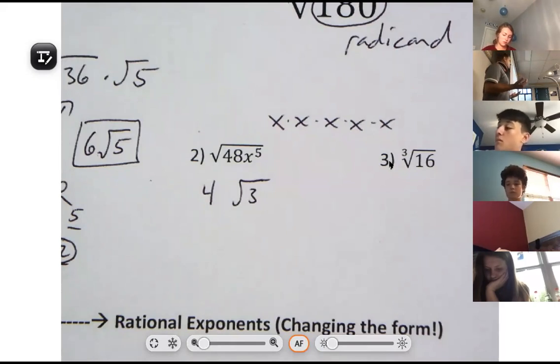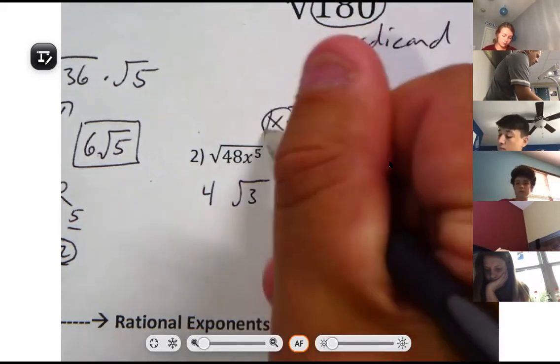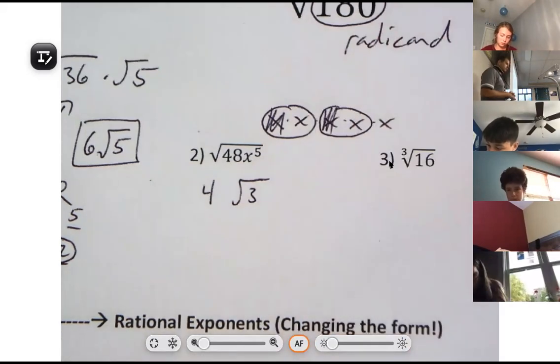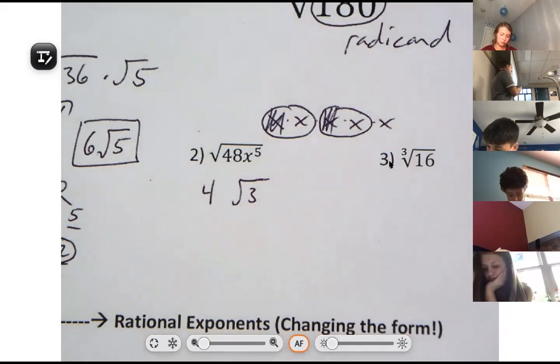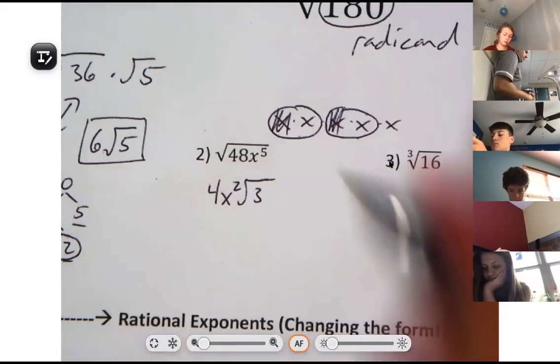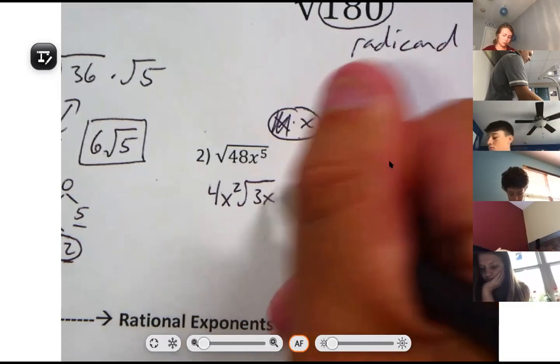Look for pairs, right? So I have a pair of x's, one's gone. Another pair, one's gone. Remember, anything that had a pair, that's coming on the outside. You multiply them together. So if I'm taking out an x and an x, we get x squared on the outside. This x right here stays on the inside.